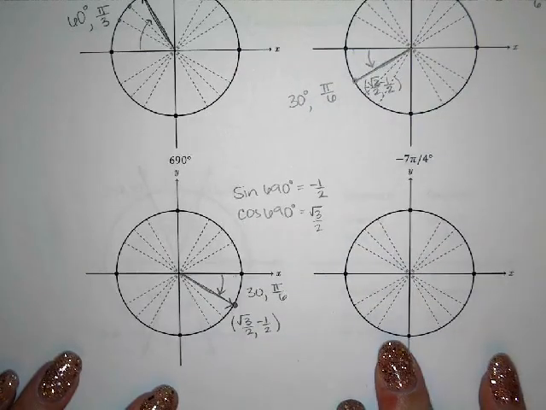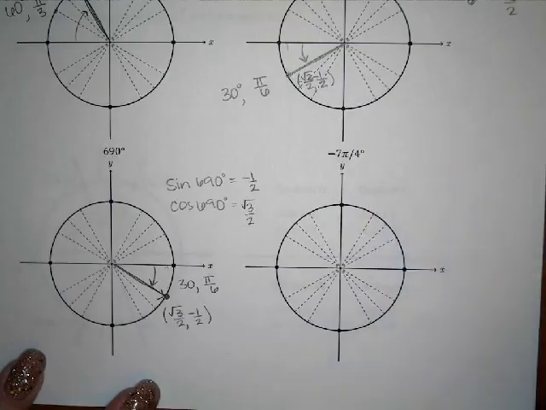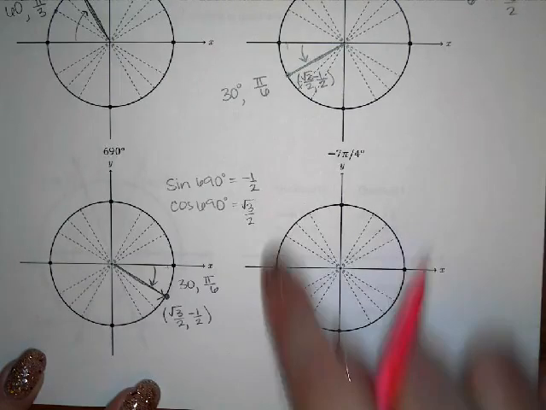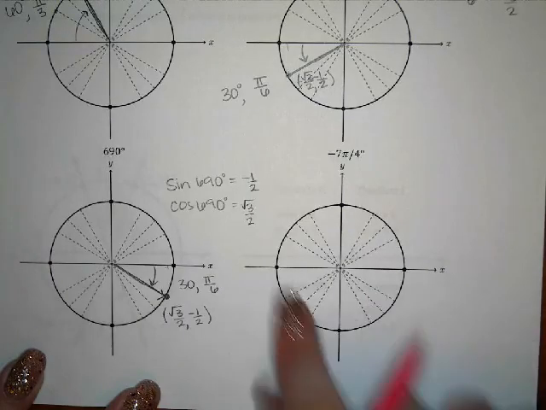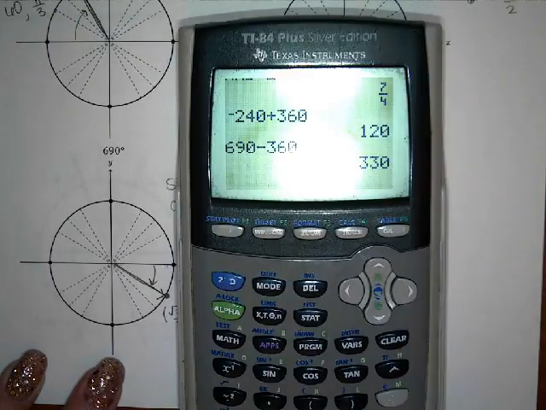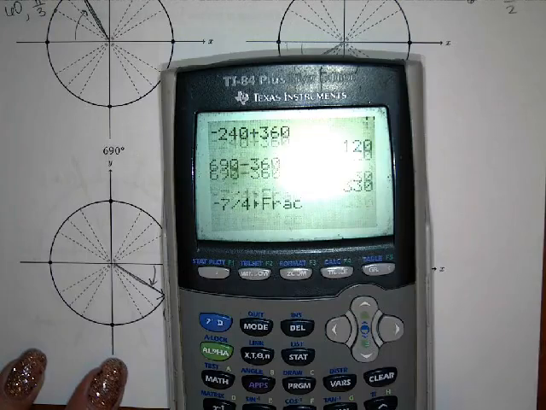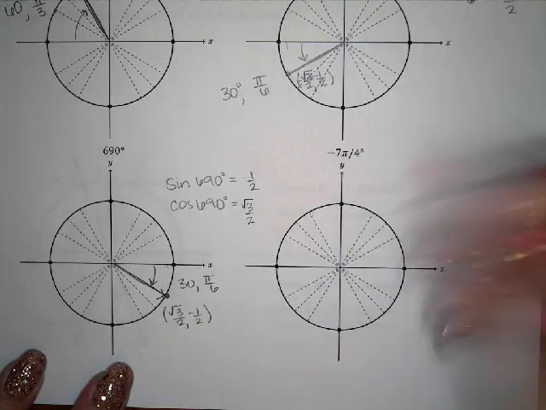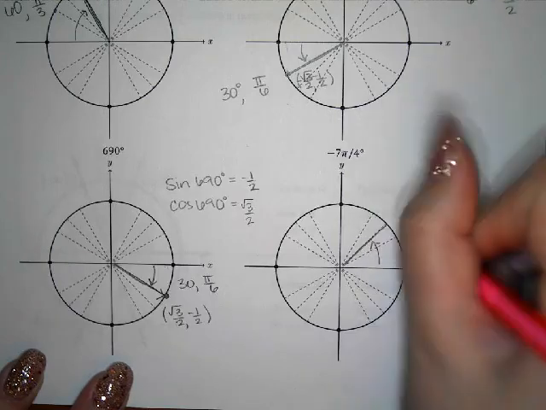Okay, negative 7 pi fourths. So positive 7 pi fourths is right here. That's if they measured this way. There's positive 7 pi fourths. And so negative 7 pi fourths means that I measured backwards. And so that's right here. You could also say negative 7 fourths plus a whole circle is 1/4. So there's pi fourths. This is a 45-degree angle.